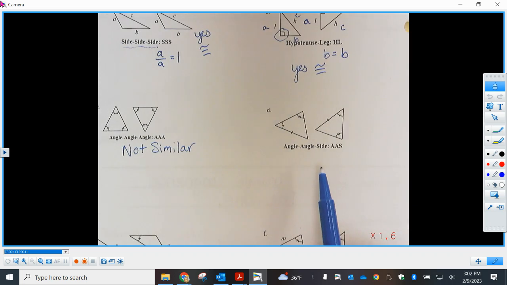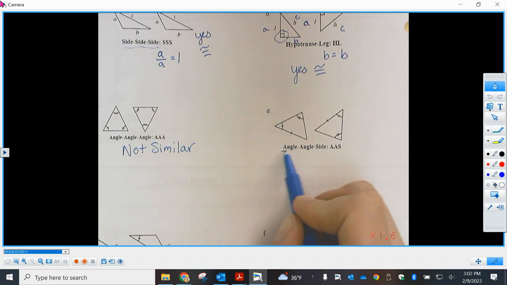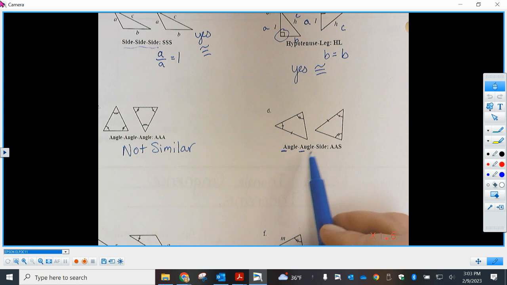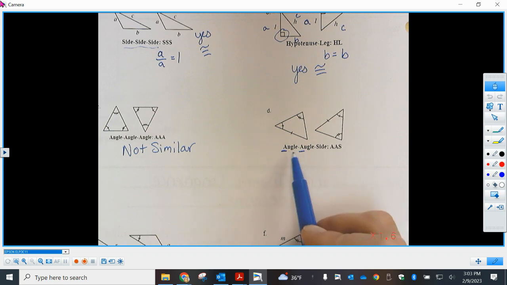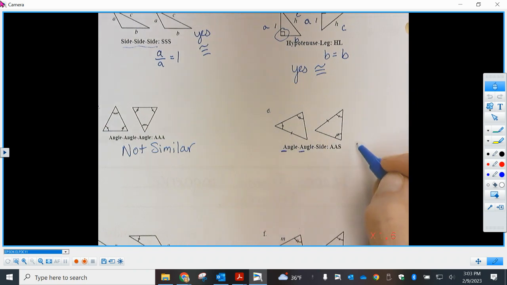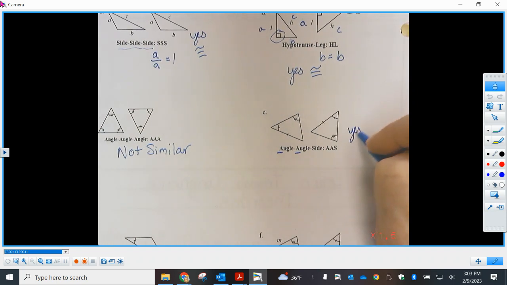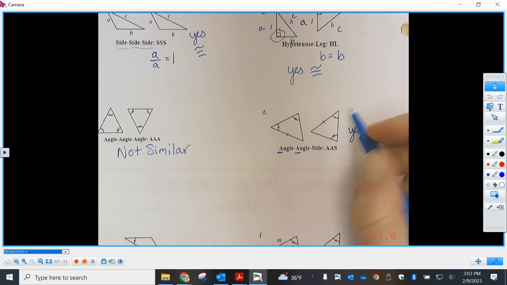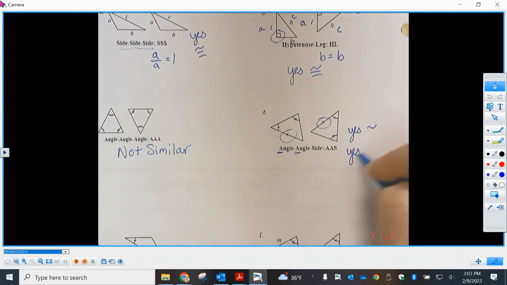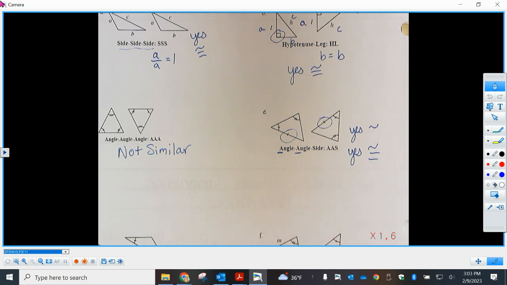Angle, side, angle. Well, right away we have angle, angle, side. As soon as we know that two angles are congruent, or two angles have the same measure, then we have similarity. So yes, similarity. And then look at this ratio. Side ratio equals 1. So yes, congruent.